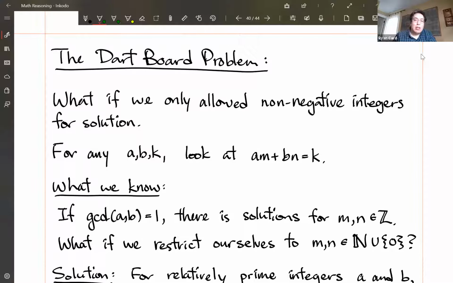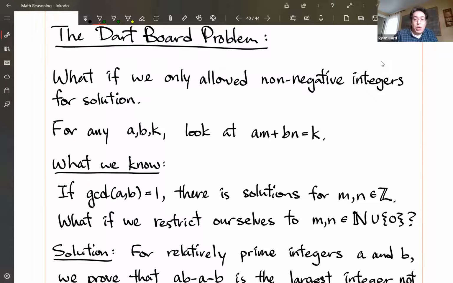Okay, so the book is calling it the dartboard problem, but there are actually a lot of situations where you want to ask something like this. So what if we only allowed non-negative integers for solutions? For any a, b, and k, we want to look at solutions m and n so that am plus bn is equal to k.